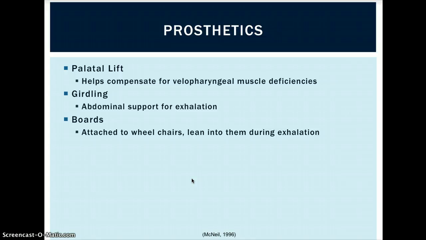Prosthetics are often used. A palatal lift may help compensate for velopharyngeal insufficiency. Girdling, or wrapping something around the chest, can be used to help during exhalation to provide breath support. This will help with phonation as well as harshness. Boards attached to wheelchairs, patients can lean into them during exhalation. This will also improve their respiration abilities for articulation.